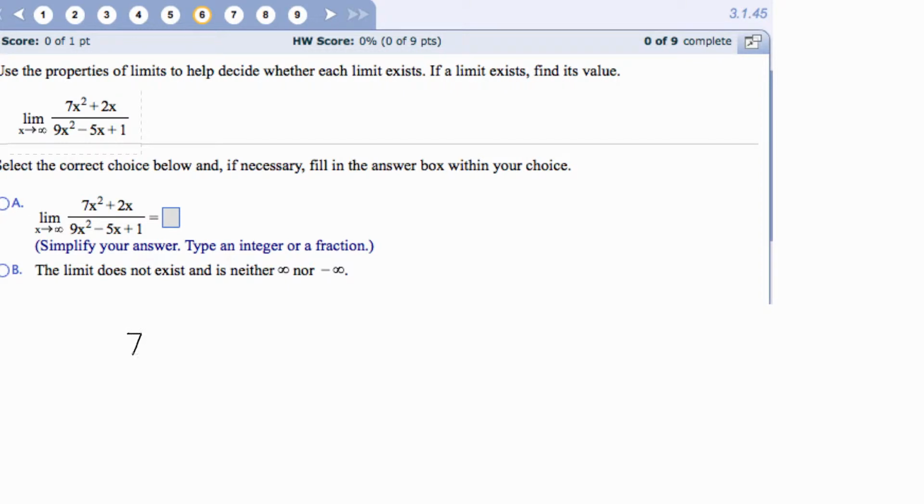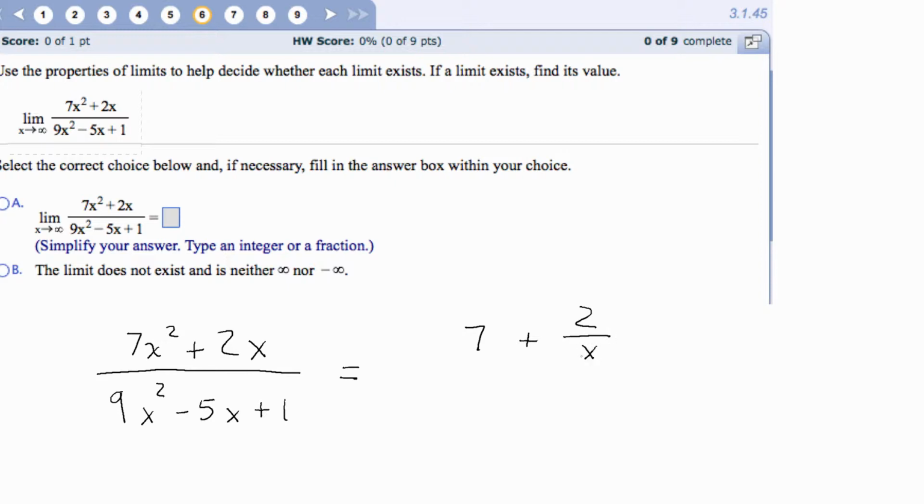So let's rewrite this. What I'm going to do is take the expression, and multiply both the numerator and the denominator by 1 divided by x squared and use the distributive law. Watch what happens. This is equal to 7 plus 2 over x, divided by 9 minus 5 over x plus 1 over x squared.